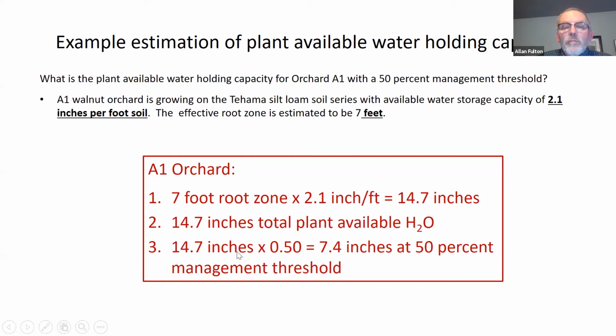We know that in our management approach, we probably do not want to chance using all of that water, and we wish to keep the crop in a relatively unstressed condition and performing at its best. So I'm going to use this 50% management threshold. Again, that's a judgment call. So at a 50% threshold, we have about 7.4 inches of water holding capacity for this particular situation.